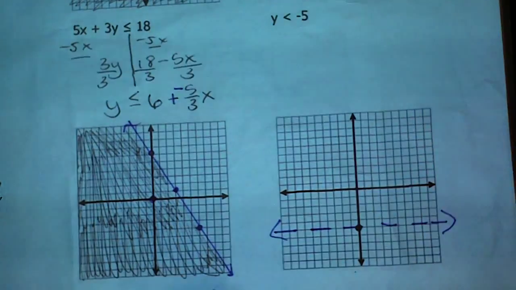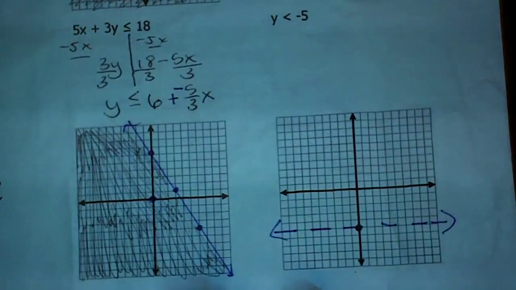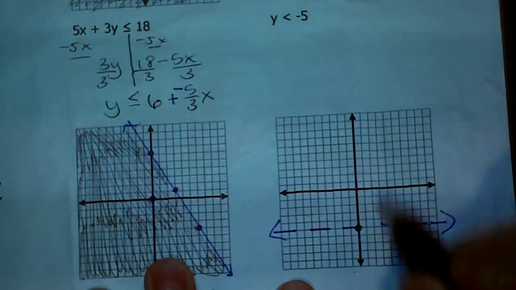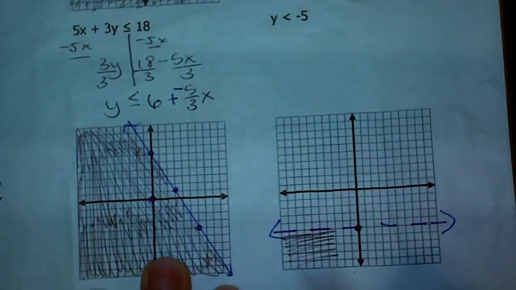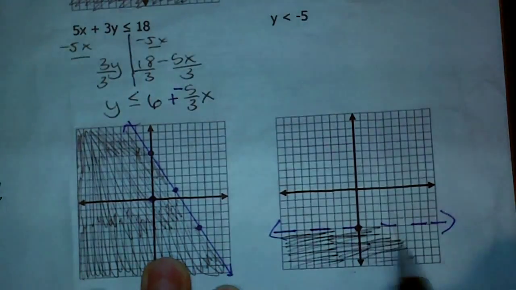So it says that y is less than. Here's my starting point. All the points above are going to be greater than. All the points below will be less than. So with less than, I'm going to shade under it.